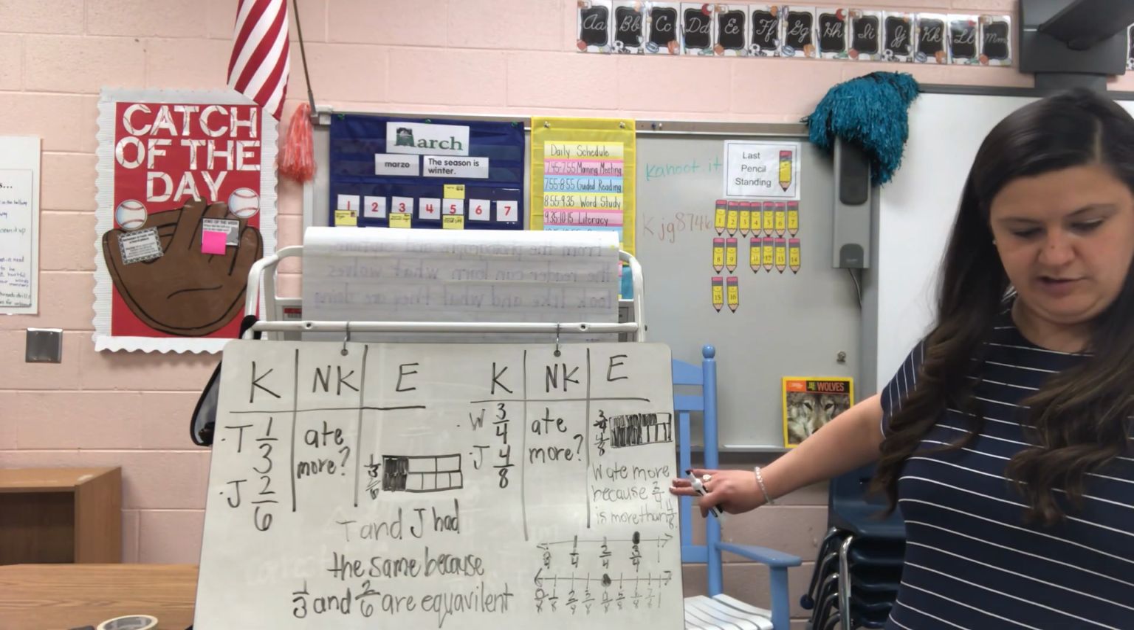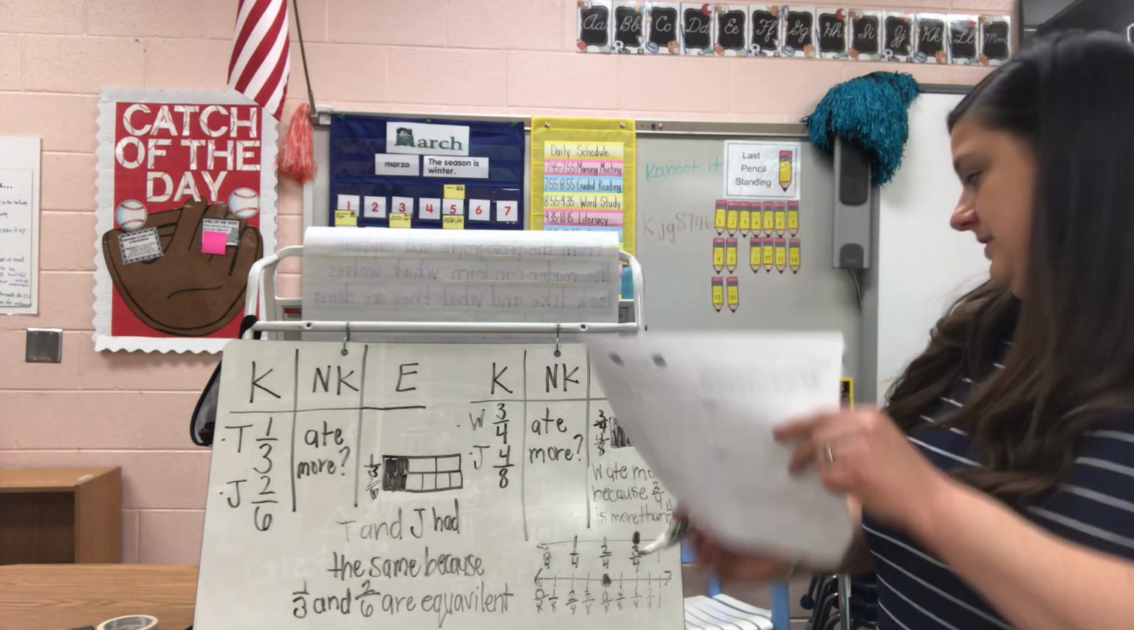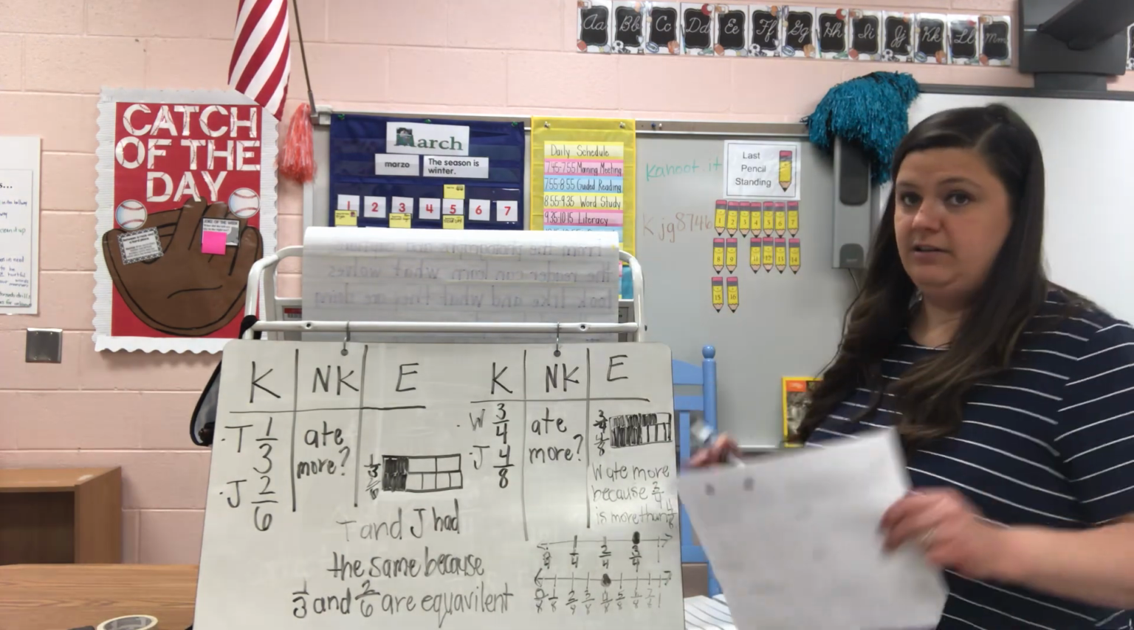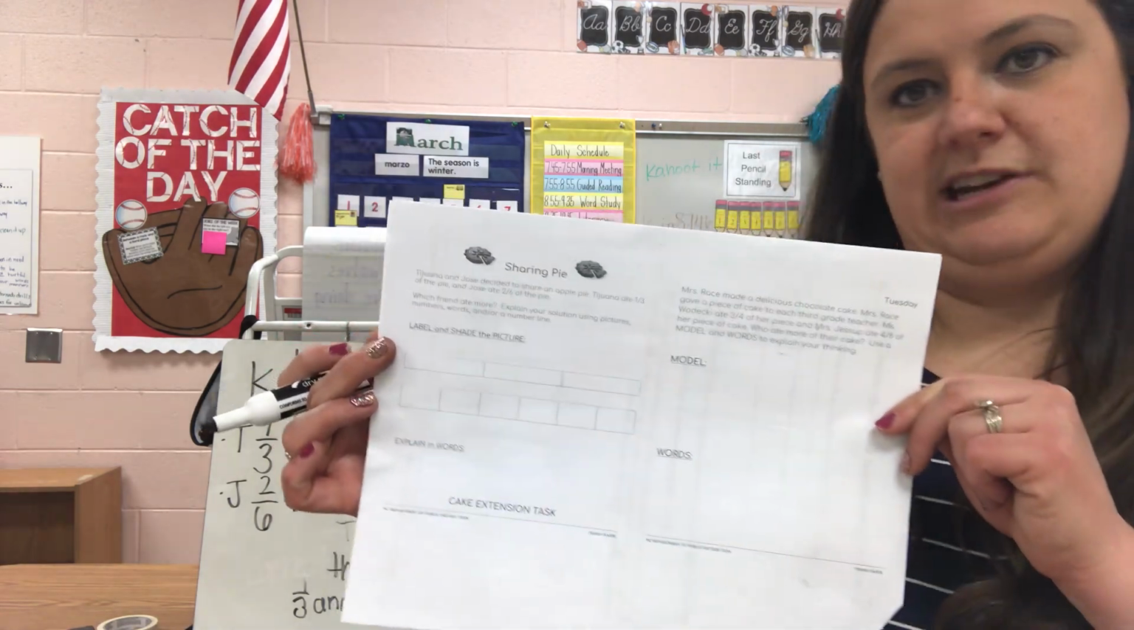And that's important that you do that, because it says model and words. Your model can be the number lines or your rectangle, but you need to have at least one model and then a sentence explaining your answer.